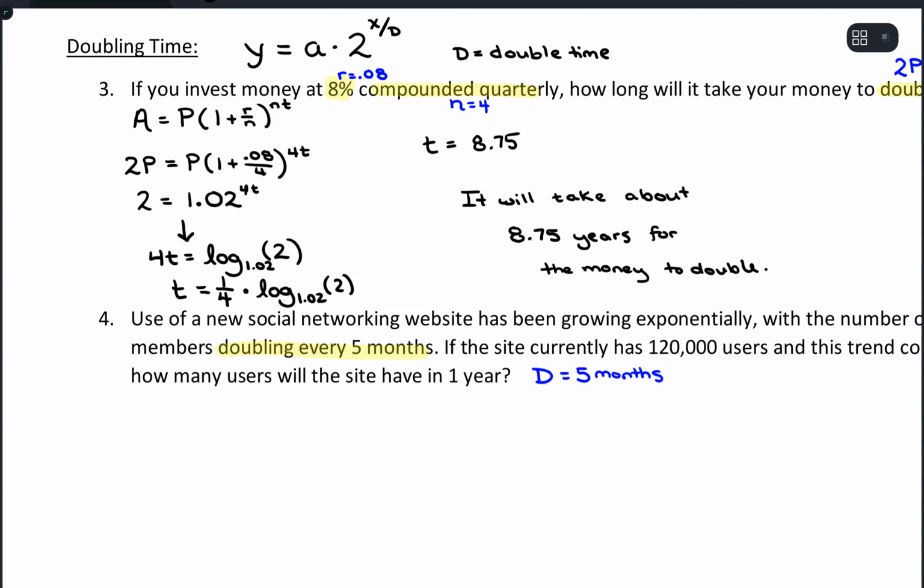If this site currently has 120,000 users, so it's kind of like our initial amount, and this trend continues, how many users will the site have in 1 year? So we're letting 1 year pass. That's going to be our x, the total amount of time that's passed. Notice that the doubling time is in months, so I don't want to just plug in x equals 1. I'm going to plug in x equals 12 to keep the units in terms of months. So I have a little conversion there to make sure the units of time are matching up.